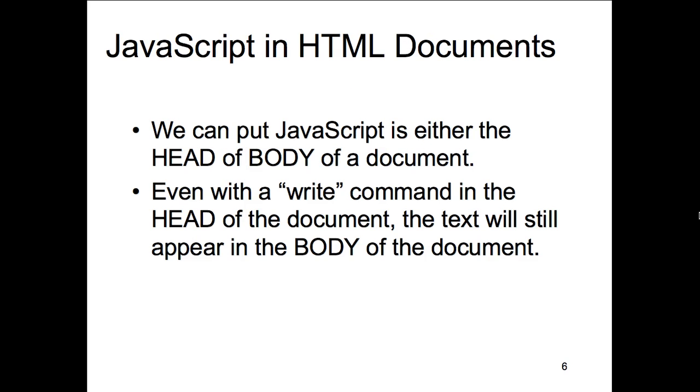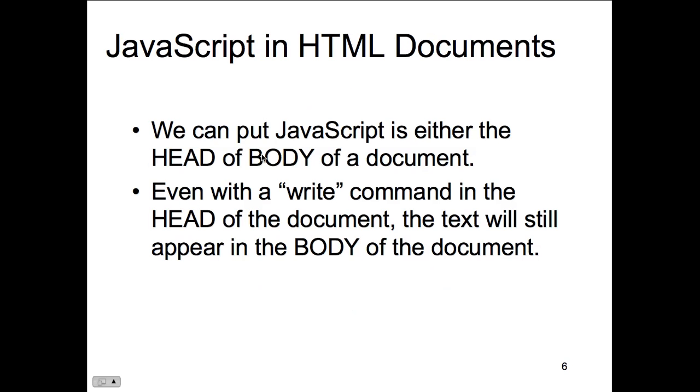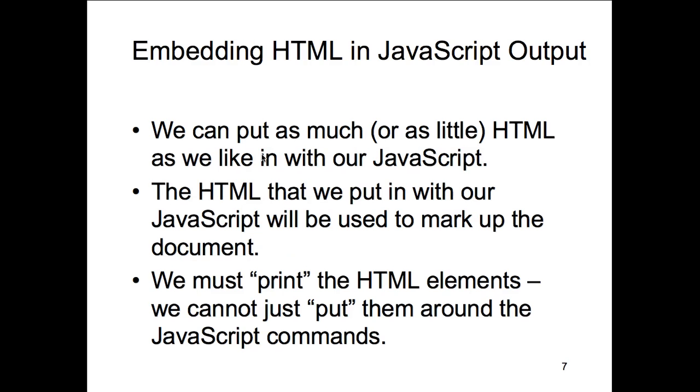So we also know from the last lecture, this is a little bit of review because it's been a week, to kind of get you up to speed here. We can put JavaScript in either the head or the body of the document. Even with a write command in the head of the document, the text will still appear in the body of the document because the write is for document. So it's telling you the document body, write this. So it doesn't matter if this is in the head section, it's still going to write it in the body of the document, not in the title bar or something like that, which is where we normally would put things for the head of the document.